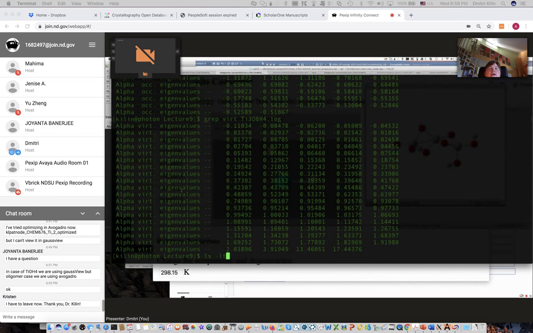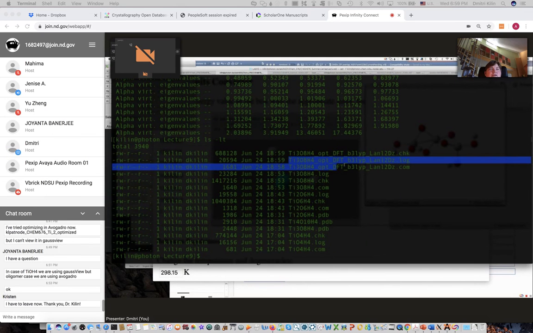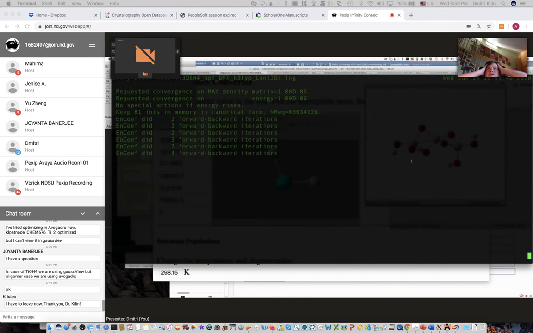Also, let me show something. Watch tail file. So this watch command allows you to monitor a file as it is getting incremented in real time, so one can see how it develops.